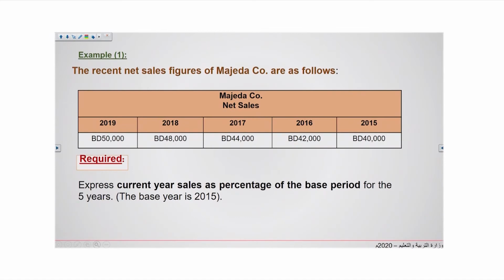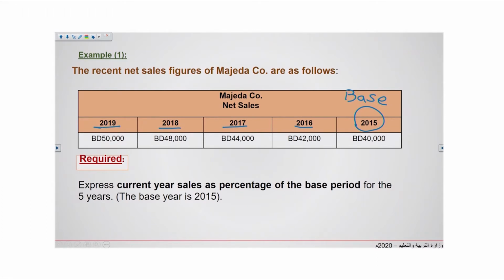Okay, let's see example number 1. The recent net sales figure of Majida company are as follows. Okay, now we have 5 years. We'll start with 2015 because this year is the oldest year, so this year is a base year. Okay, then we have 2016, 2017, 2018 and 2019.